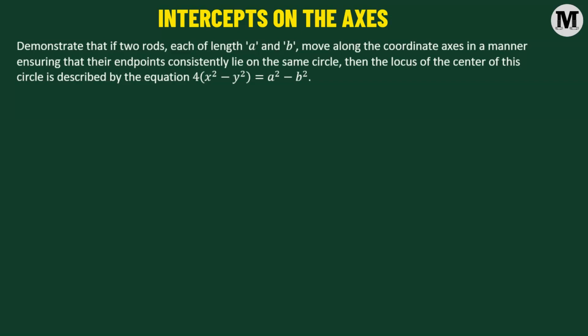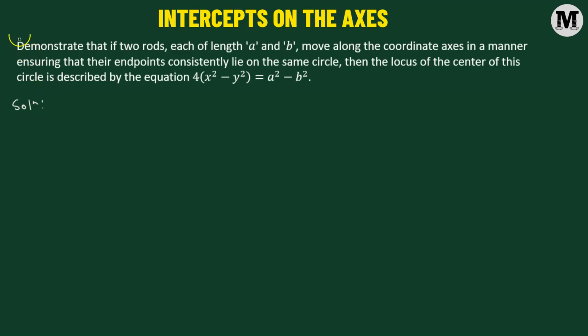Demonstrate that if two rods having lengths A and B move along the coordinate axes in a manner ensuring that the endpoints constantly lie on the same circle, that means they are concyclic, then the locus of the center of the circle is given by the following equation. Let us begin. We'll try to understand the problem graphically first.